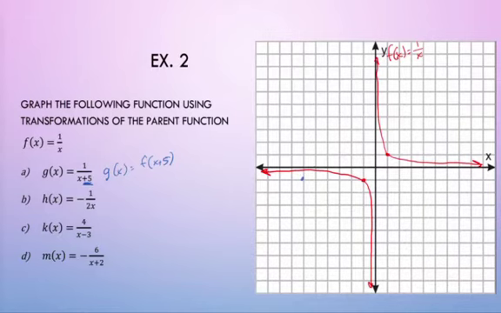Which means we're going to have asymptotes. Our asymptote that was at 0 is now going to be at -5. Our horizontal asymptote doesn't change because the function doesn't shift up or down. We just shifted it to the left. So this is g of x equals 1 over x plus 5.